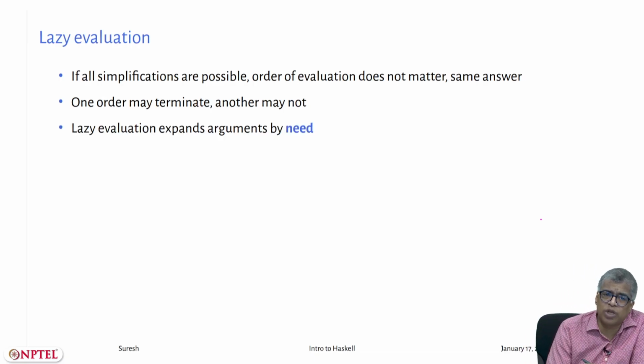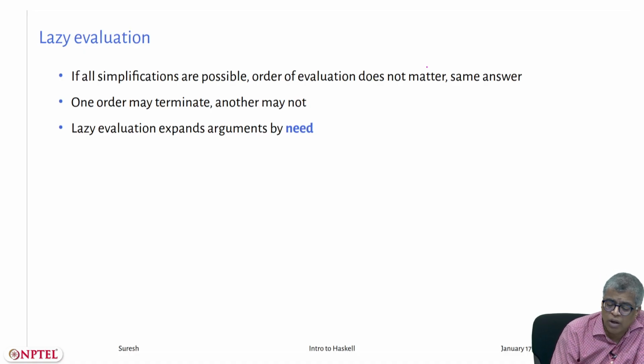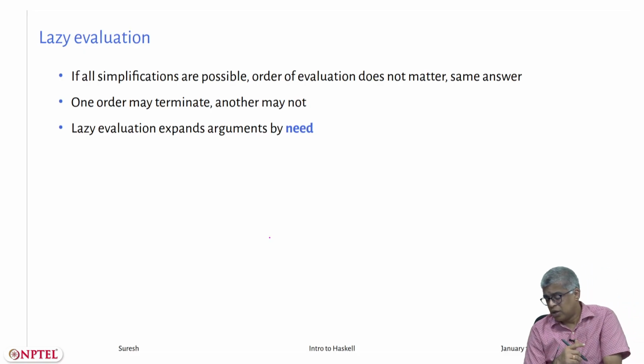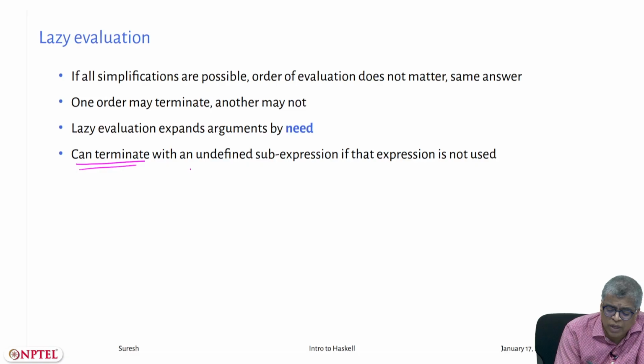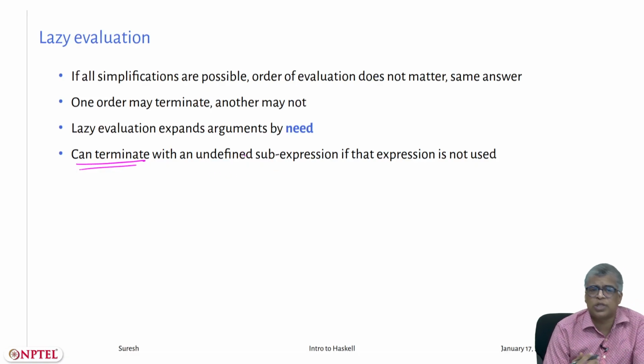Yeah, so just a little more on this. If all simplifications are possible, order of evaluation does not matter. Same answer. This is actually a deep result, which we will not get to. For arithmetic expressions this property holds, and for Haskell expressions also this holds. Okay, right. Now there is a difference in that one order may terminate, another order may not, but lazy evaluation expands arguments by need. So lazy evaluation might terminate where other orders will not terminate. Okay. So it can terminate, this is important, with an undefined subexpression if that expression is not used.